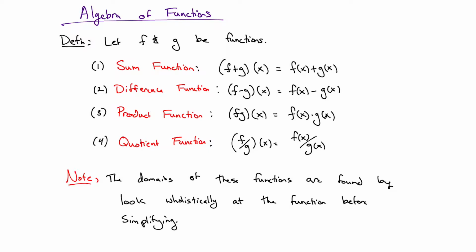So typically speaking, when you see problems on this stuff, it'll ask you to find the function and then find the domain. When, in fact, sadly, that's going to be backwards of what you need to do with these problems. Because when you simplify the function, sometimes it removes information that you need to see. So when you're asked to find the domain of these sum, difference, product, and quotient functions, first look at it holistically, then simplify afterwards. So find the domain first, then simplify, okay? So let's look at some examples.